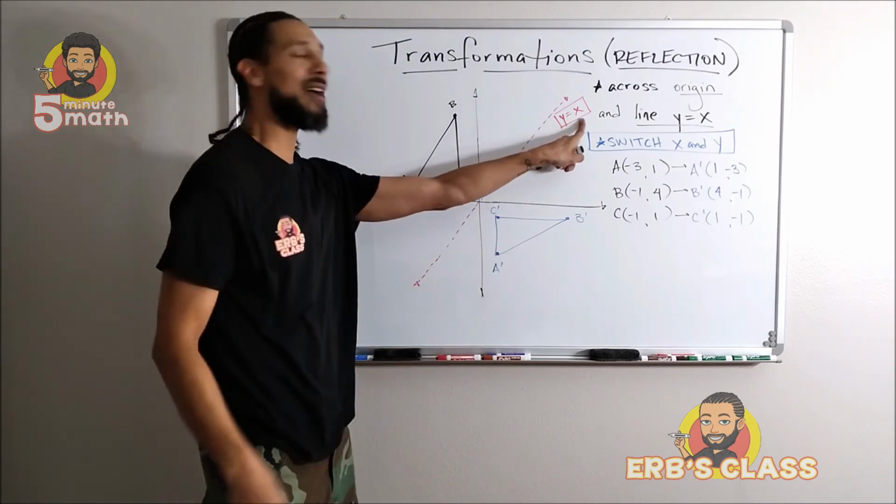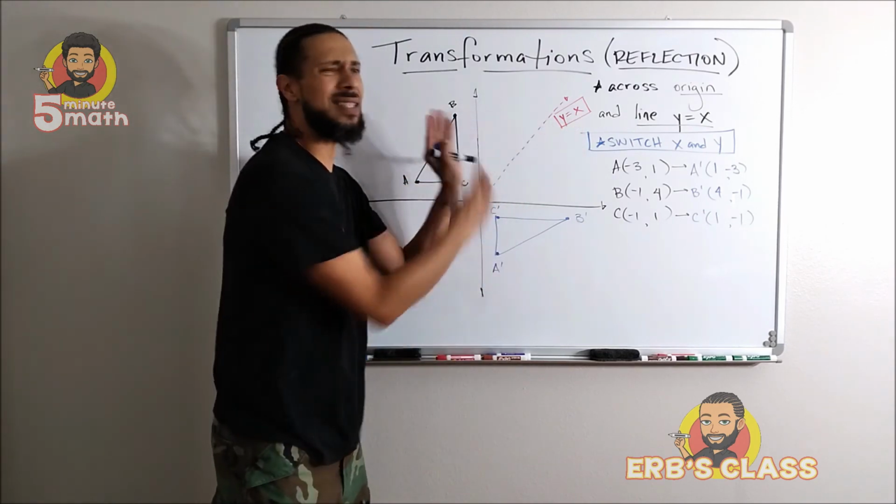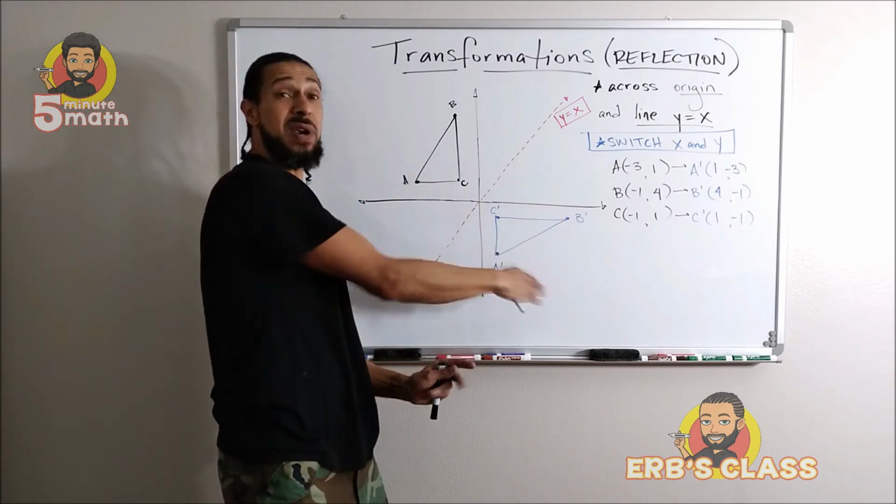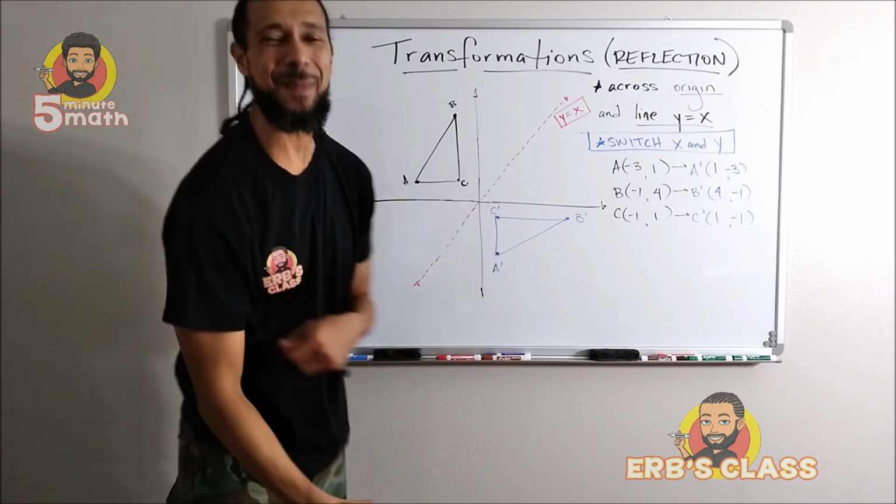And now, if you ever have to reflect across y equals -x, it's the same process on the graph, but your mirror will go like this. I hope this helps.